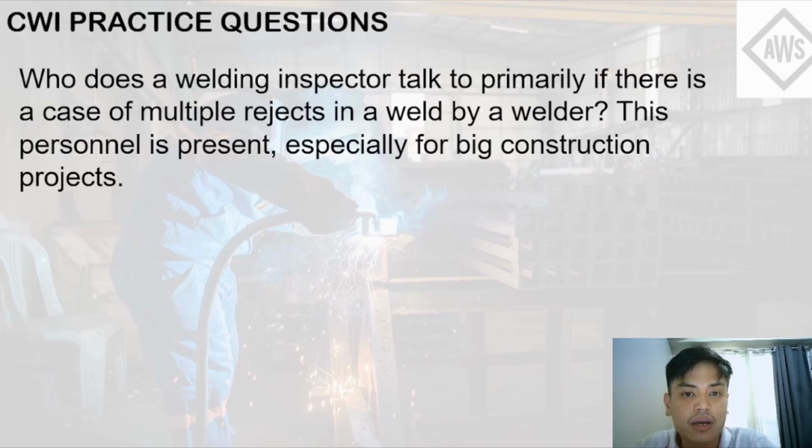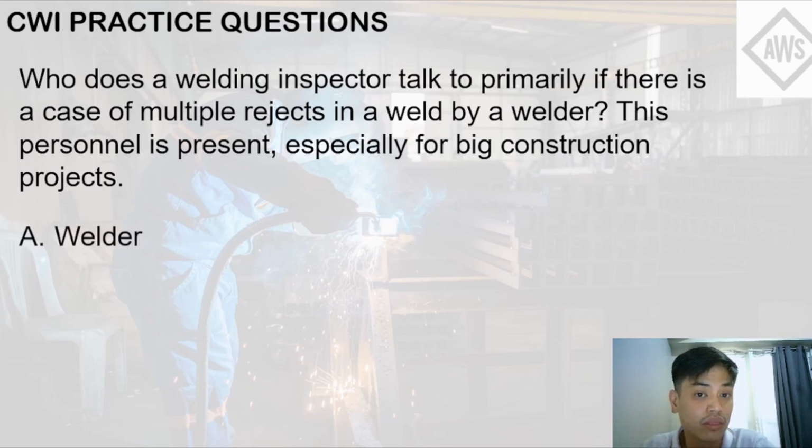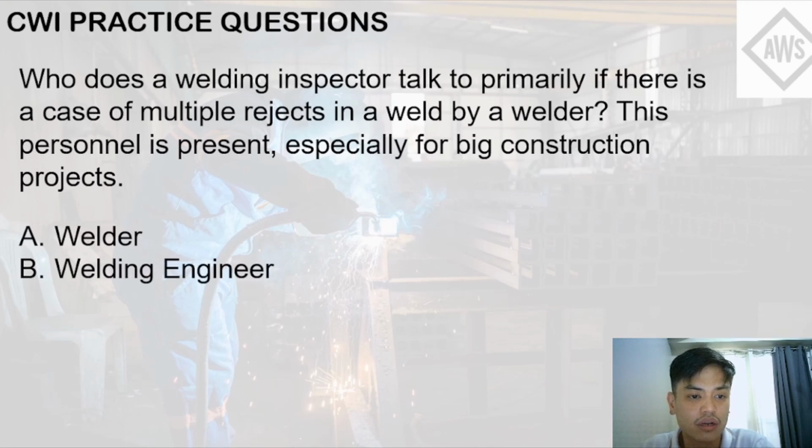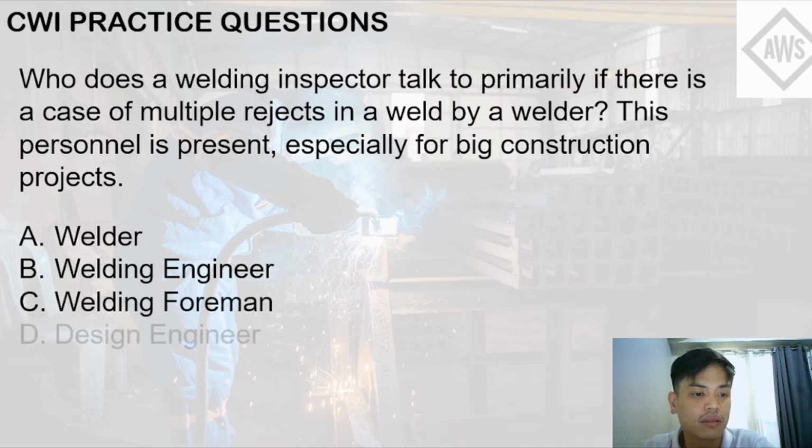Who does a welding inspector talk to primarily if there is a case of multiple rejects in a weld by a welder? This personnel is present especially for big construction projects. I have experience wherein there are multiple rejects produced by a welder, and as an inspector, as an engineer, who do I talk to to address those issues? A, welder. B, the welding engineer. C, welding foreman. D, the design engineer.